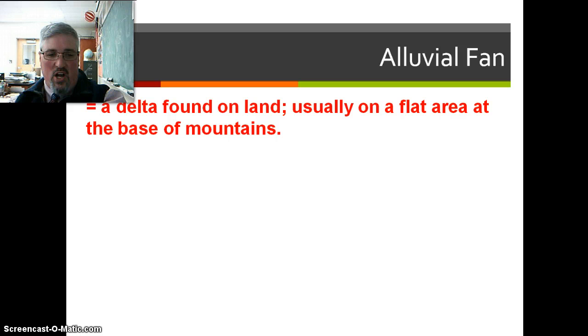And the last thing we need to talk about is an alluvial fan. An alluvial fan and a delta are the same thing. The only difference is location. It's like magma and lava. Magma is underground, lava is at the Earth's surface. All right? An alluvial fan is a delta. A delta is underwater, and an alluvial fan is on land. It's a delta found on land, usually in flat areas.